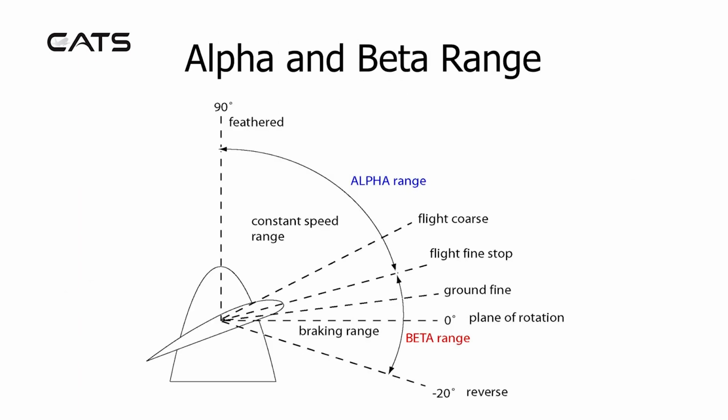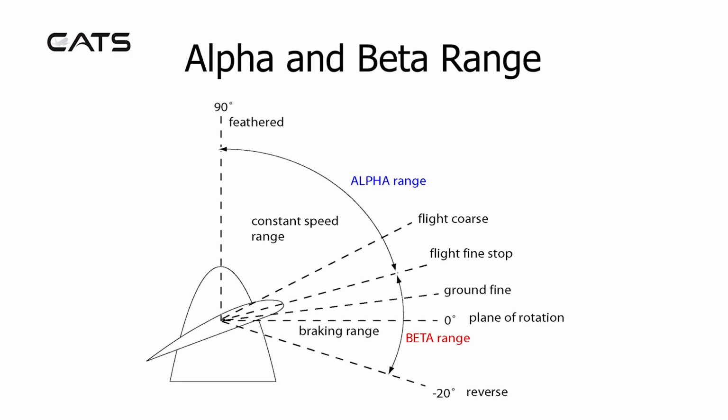Here's a diagram of the different blade angles a variable pitch propeller can achieve. At 0 degrees, the propeller is in line with the plane of rotation. If it moves slightly forwards, it would reach a point called ground fine, and further than that, flight fine. Flight fine is where the alpha range commences. It's a constant speed range up to flight coarse.